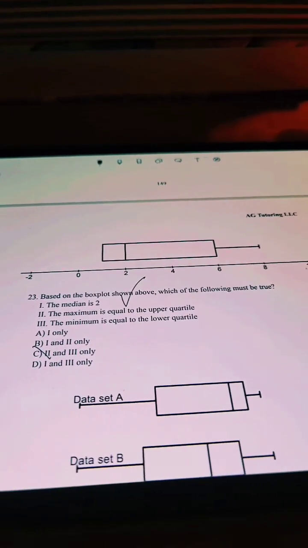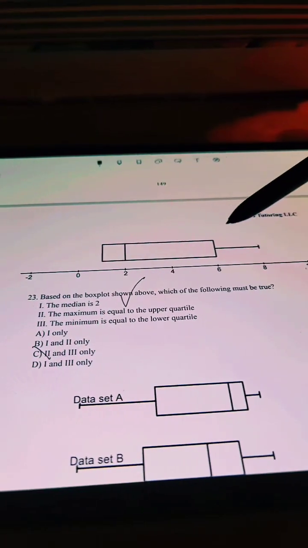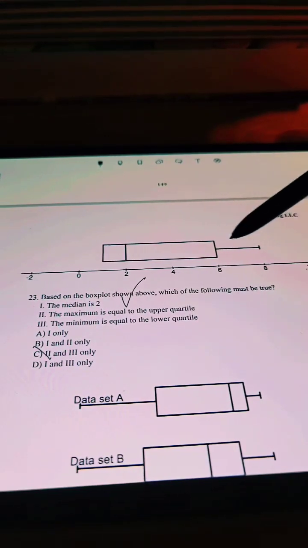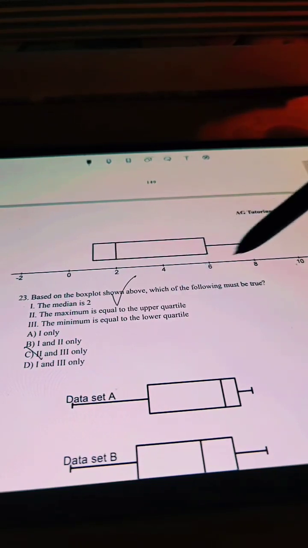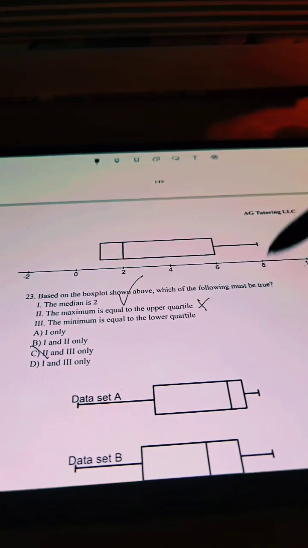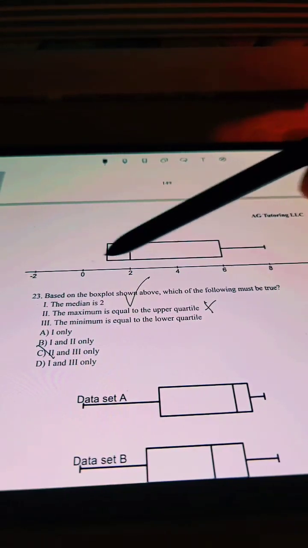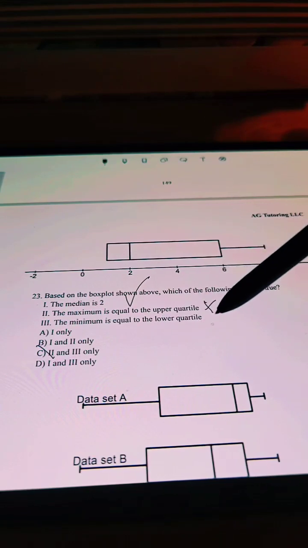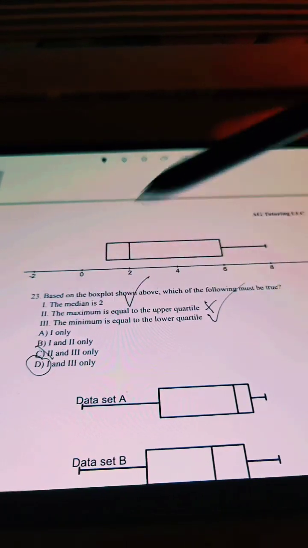Process of elimination. The maximum is equal to the upper quartile. That is not true because we see there's a whisker on this side. If that were true, there would not be this whisker portion right here. So that's not true. The minimum is equal to the lower quartile. That is true because we don't see that whisker out over here. So it's just 1 and 3, D.